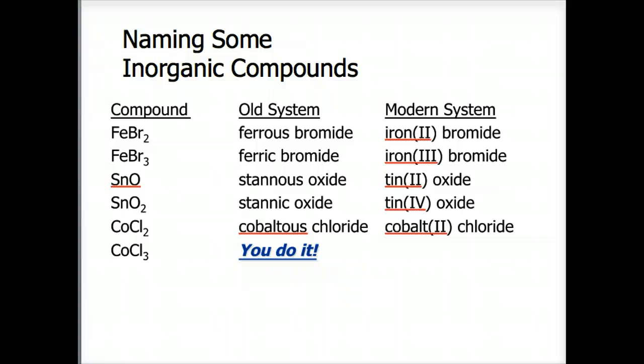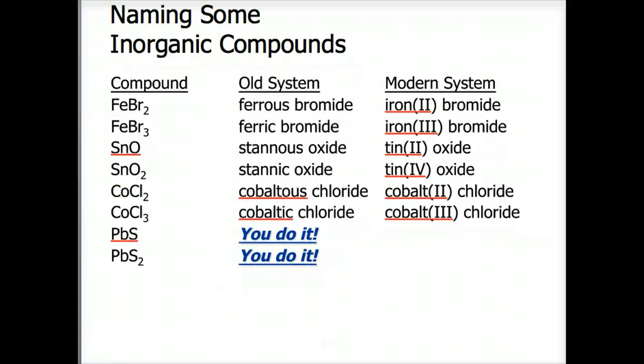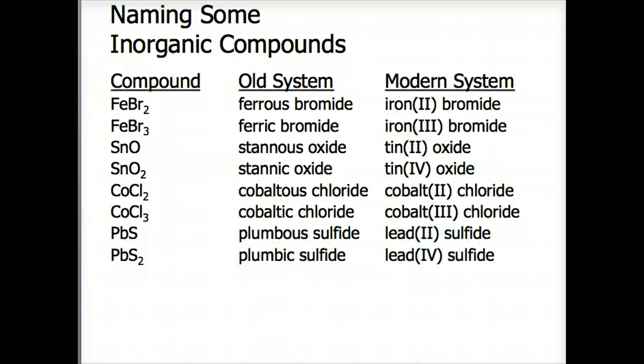Cobalt is either a +2 charge or a +3 charge. So if it's cobalt 2 chloride for the +2 charge, what is it for the +3 charge? Right, it is cobalt 3. The lead one will be lead with a +2 charge or a +4 charge. So if it's lead 2, right, and if it's lead 4, right: lead 2 sulfide or lead 4 sulfide. Note the older names are shown here, cobaltic and cobaltous, and plumbous and plumbic, but I do not expect you to know that.